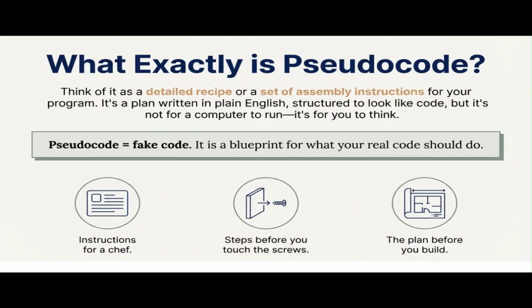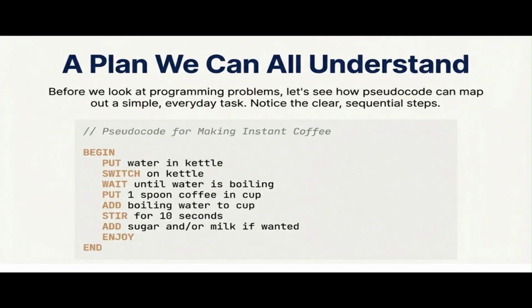Now, before we dive into coding stuff, let's see pseudocode in action with something simple, making instant coffee. On the slide, you have this pseudocode block. It starts with BEGIN, then steps like put water in kettle, switch on kettle, wait until boiling, and so on, up to add sugar or milk if wanted, enjoy, and END. Notice how it's clear and sequential. Even if you're not a programmer, you can follow this. It's like writing a to-do list that's organized. This shows pseudocode isn't just for tech. It's for planning any task logically.